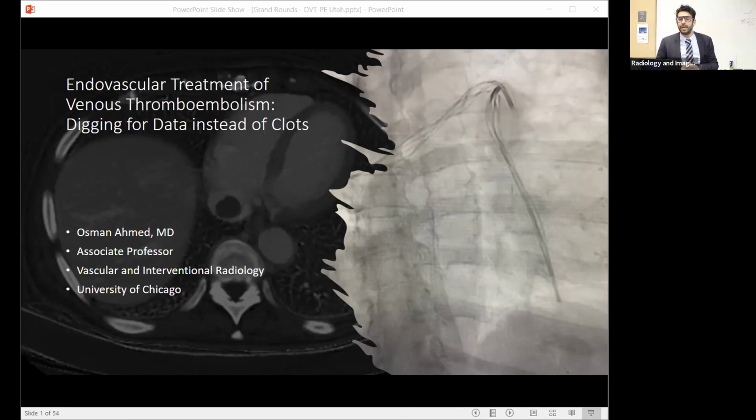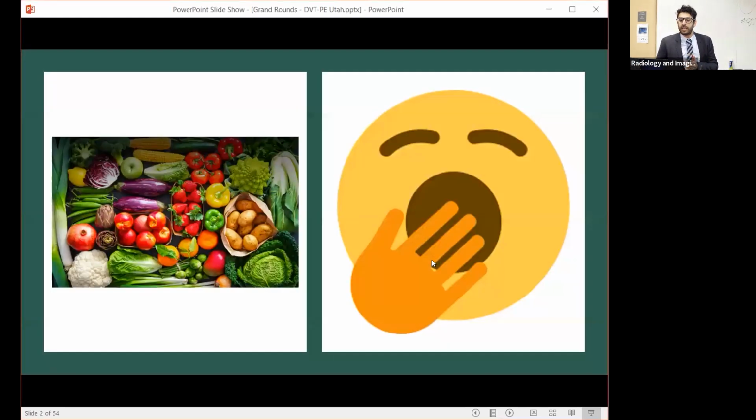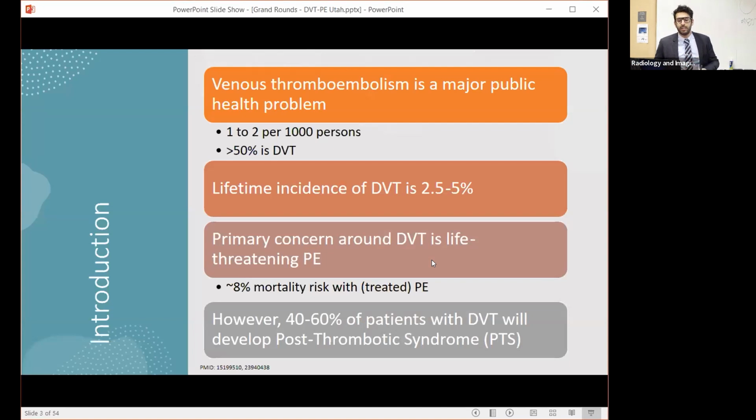Venous thromboembolism is a major public health problem. Any layperson will know what a DVT or a PE is. It affects about 1 to 2 people per 1,000, and greater than 50% of it is DVT. The overall lifetime incidence of DVT in a patient is 2.5 to 5%.